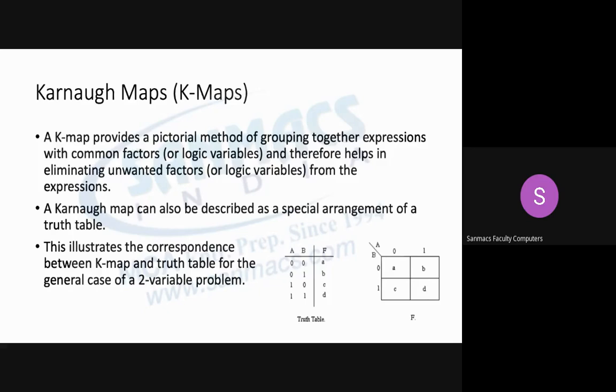This is going to be representing the number 2, because that's how you convert a binary number into decimal. And then in the fourth cell, which is represented with D, you're going to have 1, 1, which is basically number 3. So that's how you could number all these cells.